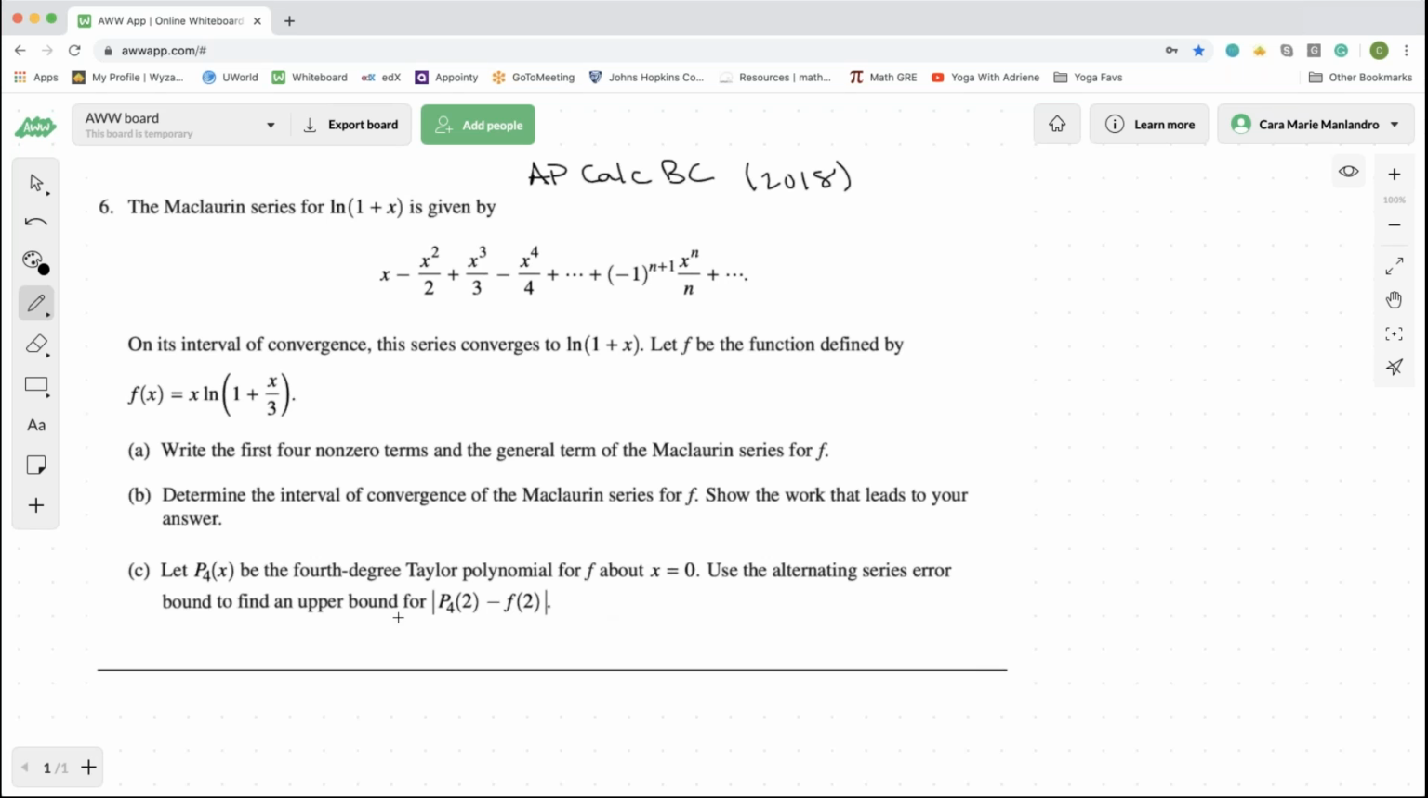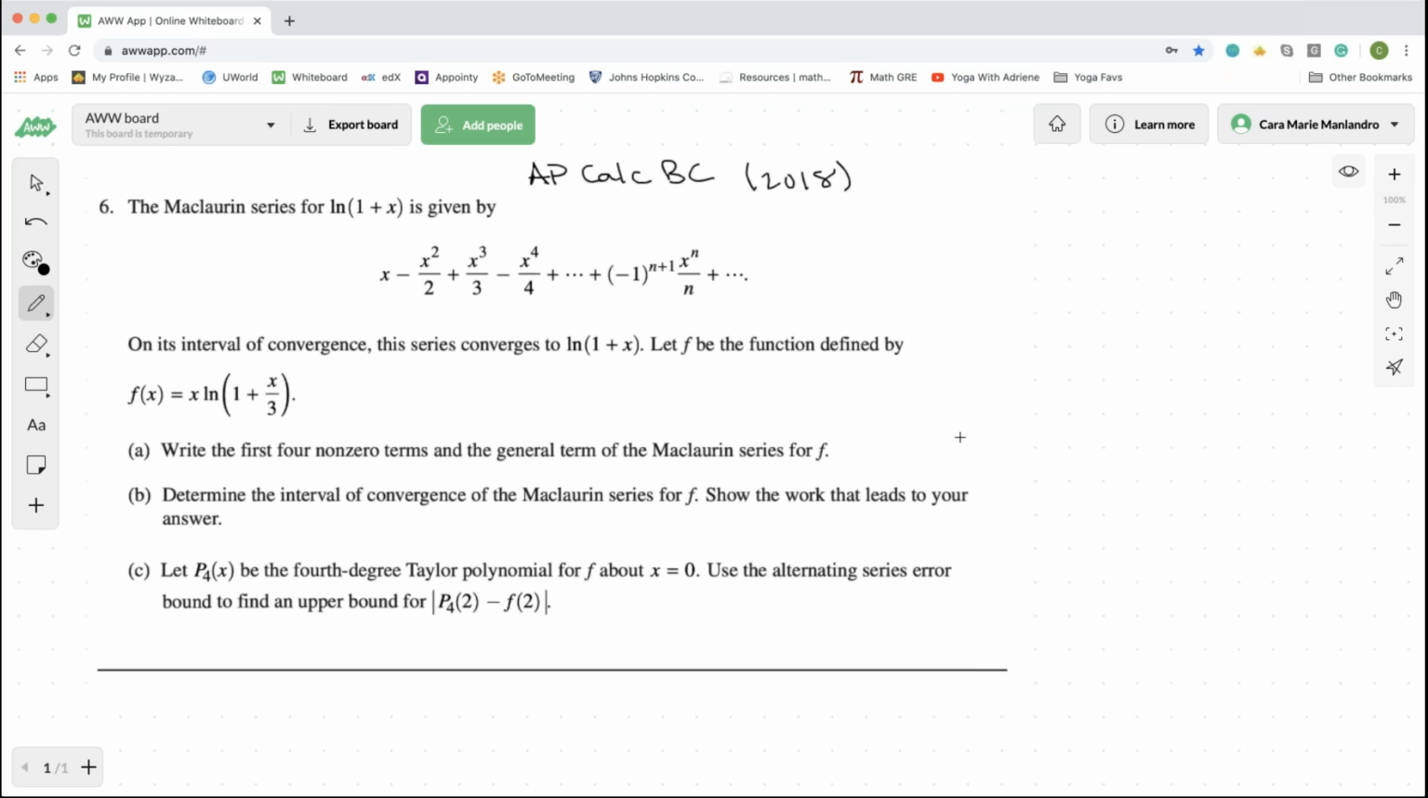So I thought I'd start with the series question, because I think there's a good chance you guys will get a series question. The Maclaurin series for ln of 1 plus x is given by this. On its interval of convergence, the series converges to the function. And now we're defining a function as this composition, and we want to know the first four non-zero terms.